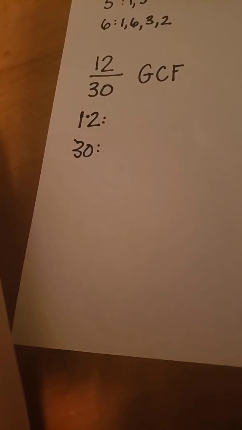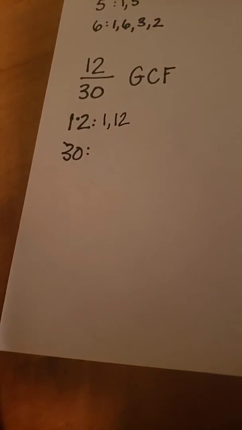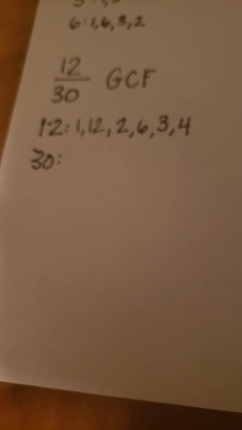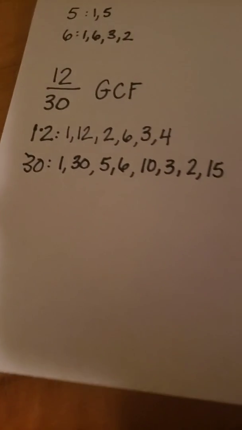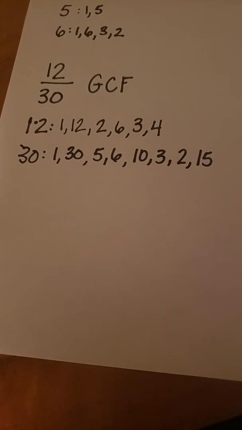All right, so my factors for 12 are 1 and 12, 2 and 6, 3 and 4, and I believe that's it. So now we're going to find our factors for 30. You have 1 and 30, 5 and 6, 10 and 3, 2 and 15, I believe that is it as well.